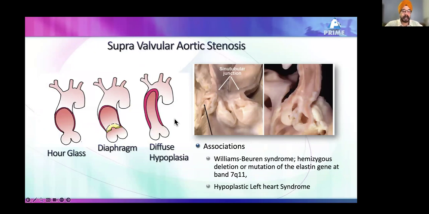Just one or two slides on supravalvular aortic stenosis. It can be of this type, or a diaphragm type, or a diffuse hypoplasia. The problem with supravalvular aortic stenosis is that it is very commonly associated with multiple genetic abnormalities, which you should be careful about. Whenever you have a supravalvular aortic stenosis, genetic assessment is kind of mandatory.